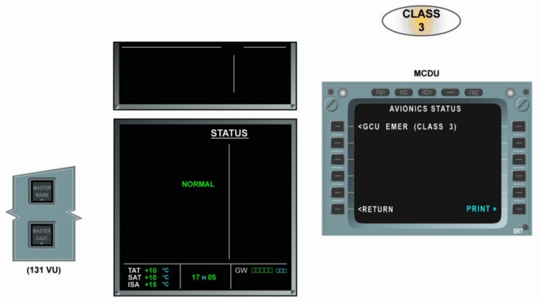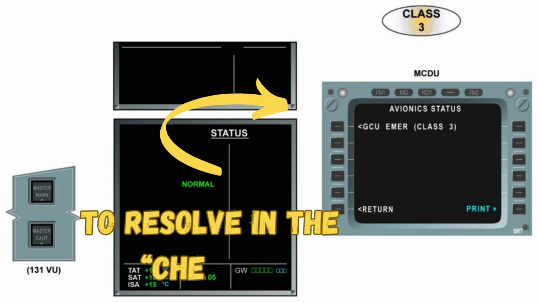Class 3 failures have no operational consequence. All aircraft systems remain available. Do not refer to the MEL, no fixed time for correction. However, correction is recommended to improve the dispatch reliability. These faults are not indicated to the crew, but you can display the name of the systems affected by at least a Class 3 failure in the avionics status, only available on ground.